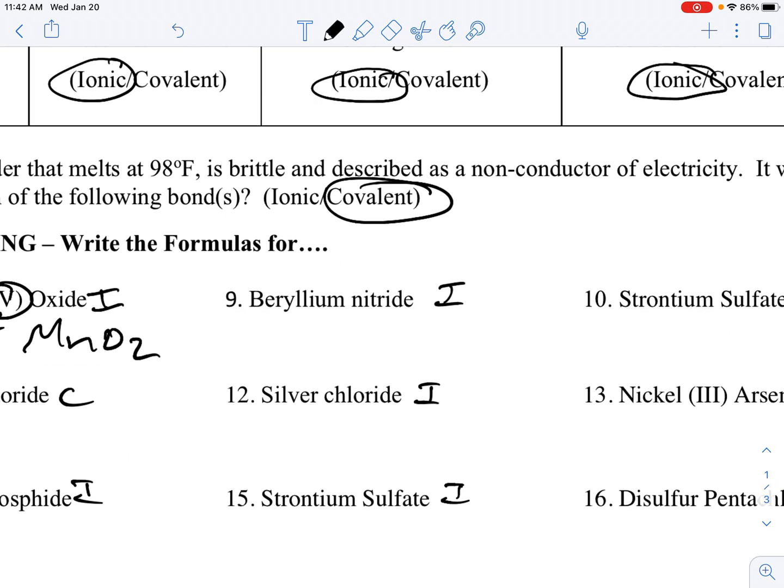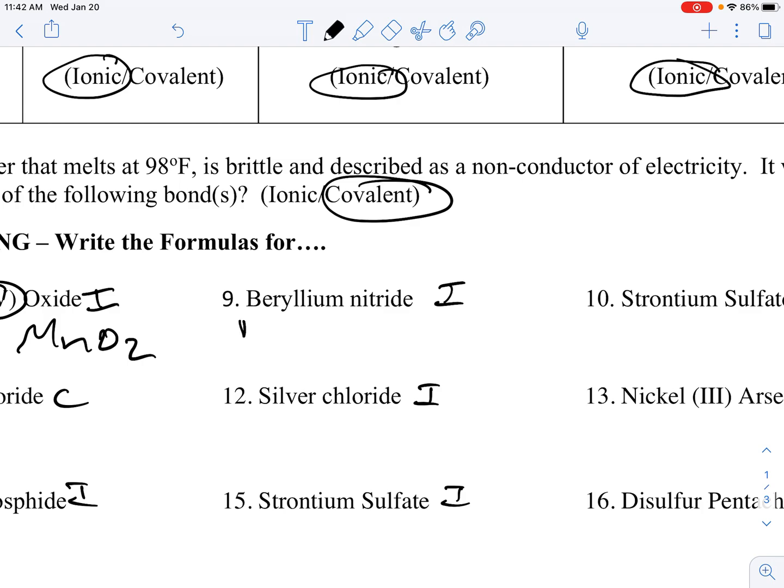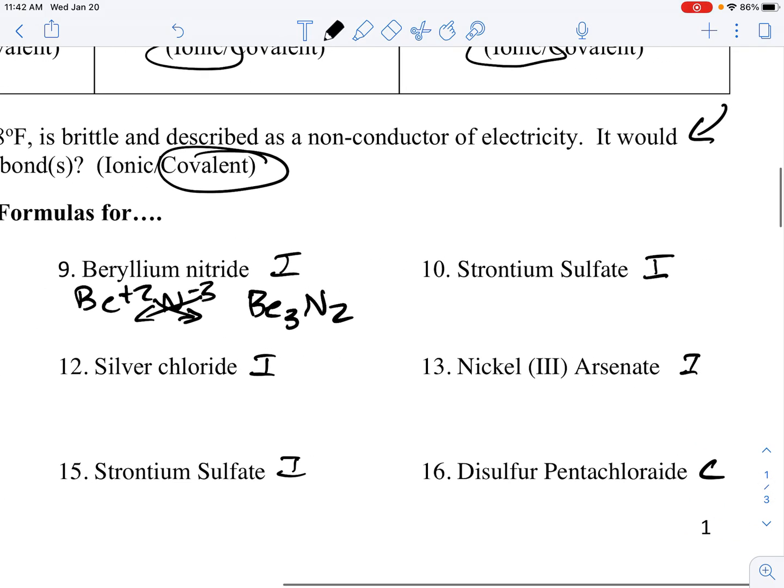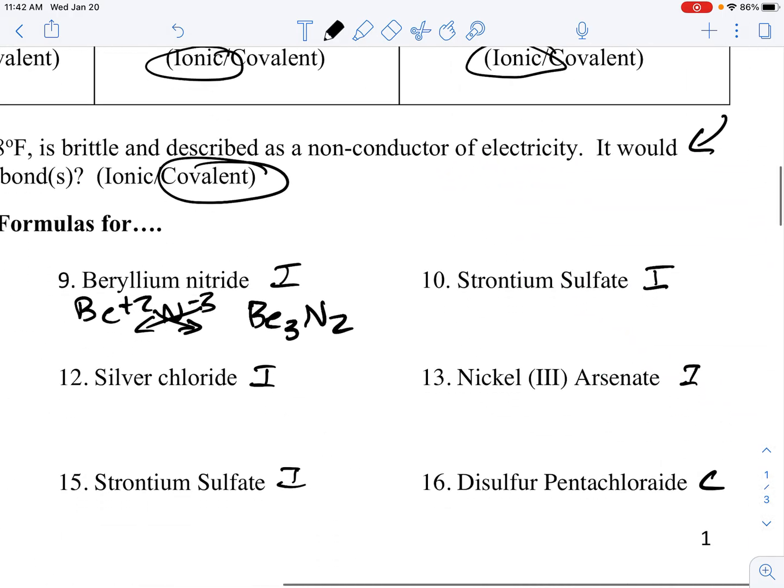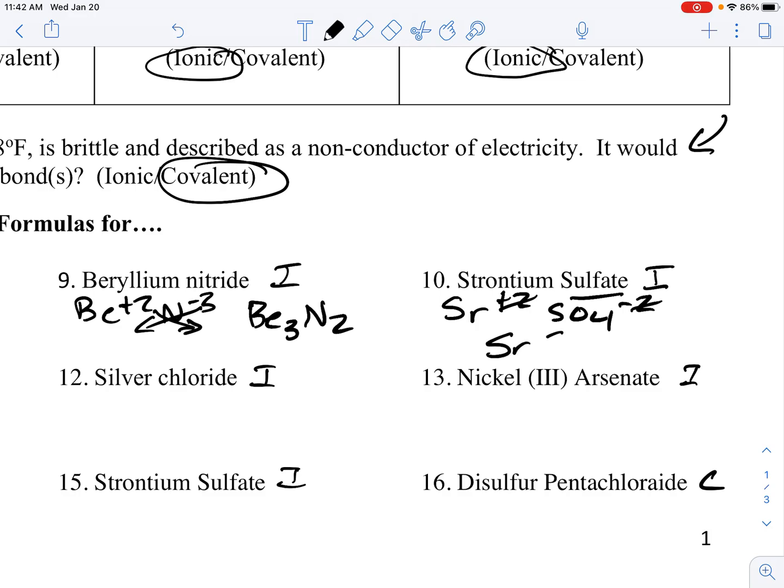Okay, I'm going to zoom in a little bit here just so I have a better time writing. Beryllium is Be +2. Nitride is N -3. So when I crisscross, remember ionics, I crisscross, I get Be3N2. Okay, oops. Strontium is Sr, it's a +2. Sulfate is a polyatomic ion, SO4 -2. Like charges cancel, so I just get SrSO4.